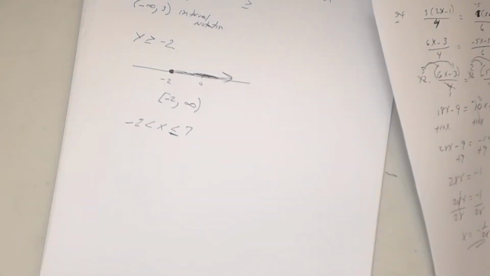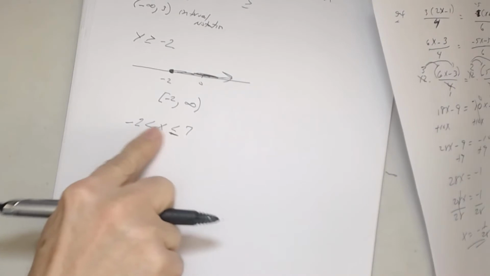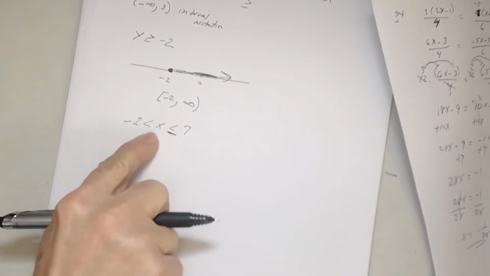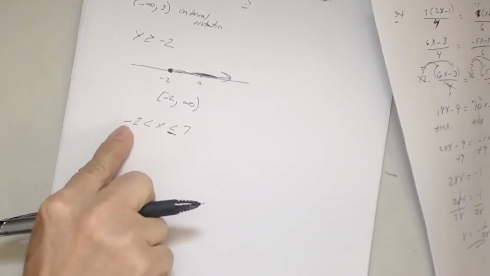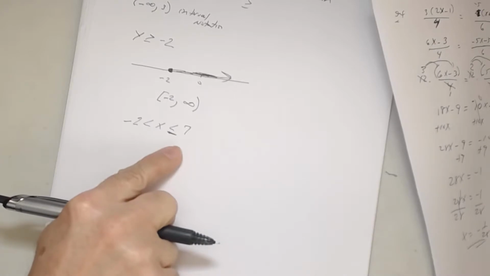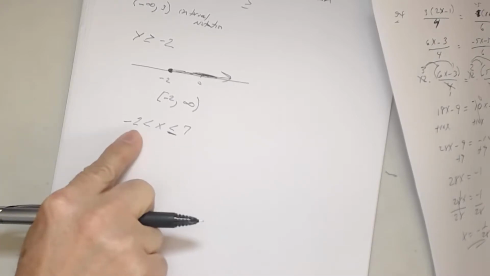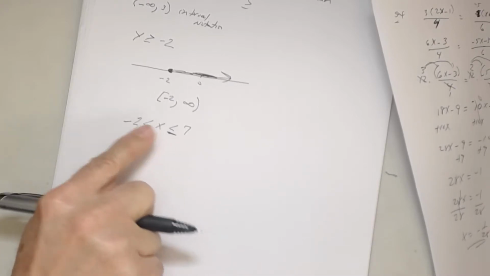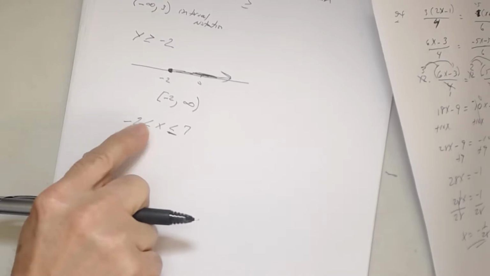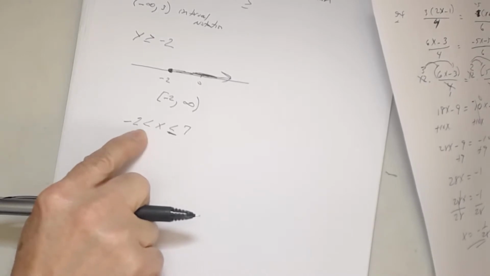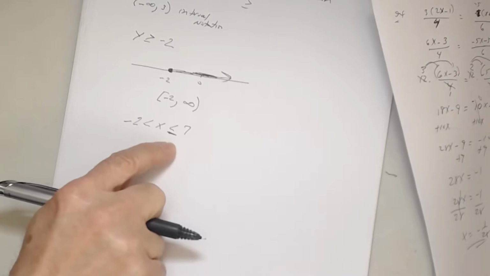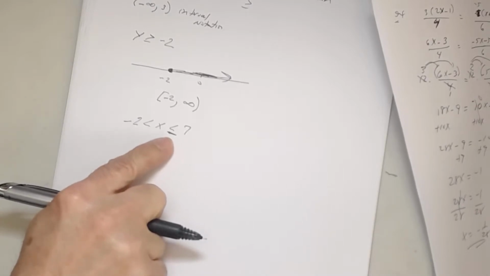All right, so the way you read this is that all of your x's, all your solutions, are between negative 2 and 7. Not including negative 2, but including 7. The reason I'm using the word "not include" is because there's no equal sign here. The reason I'm using the word "included" is because there is an equal sign here.